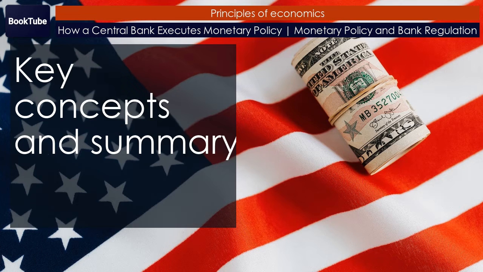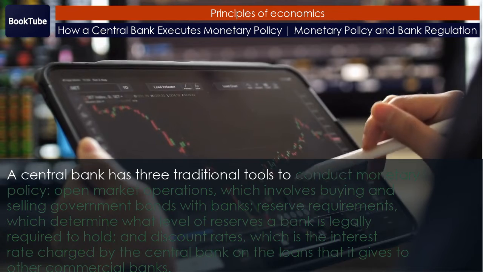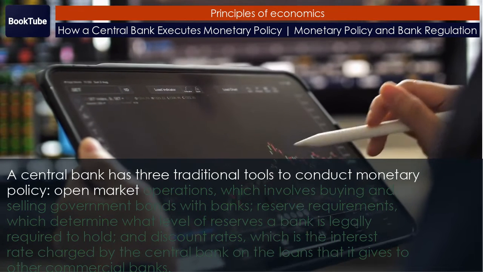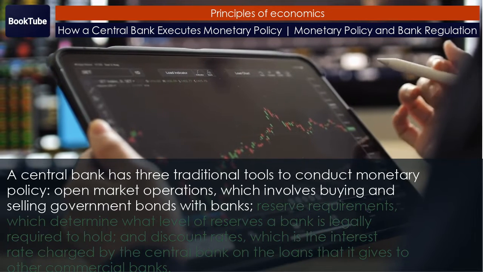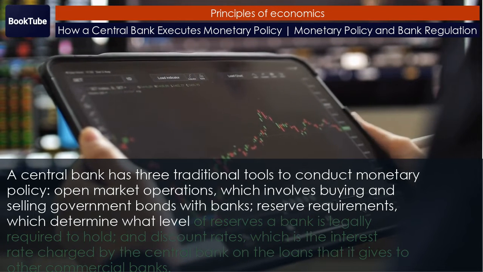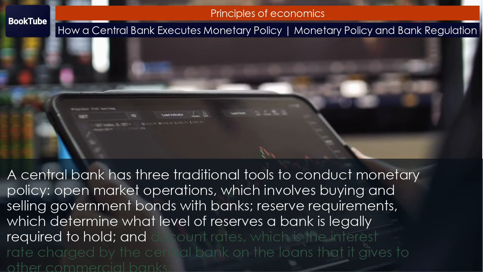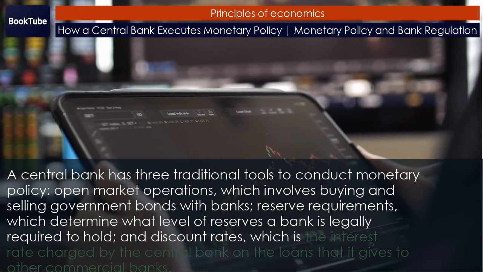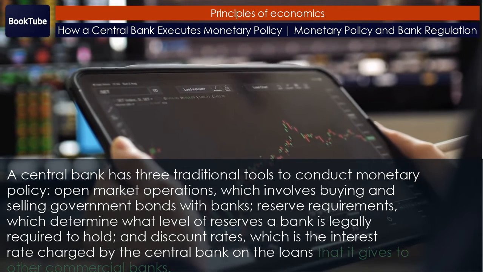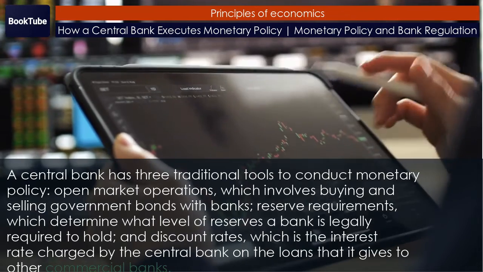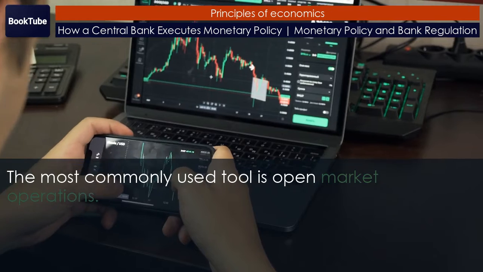Key concepts and summary. A central bank has three traditional tools to conduct monetary policy. Open market operations, which involves buying and selling government bonds with banks. Reserve requirements, which determine what level of reserves a bank is legally required to hold. And discount rates, which is the interest rate charged by the central bank on the loans that it gives to other commercial banks. The most commonly used tool is open market operations.